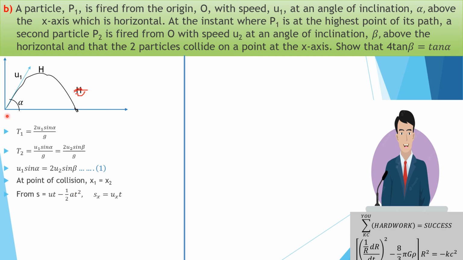But since acceleration in the horizontal plane does not exist, this term is just 0. So we have our Sx to be ux times t. We'll just call it x1 for particle 1, so the horizontal distance for particle 1 is just x1.